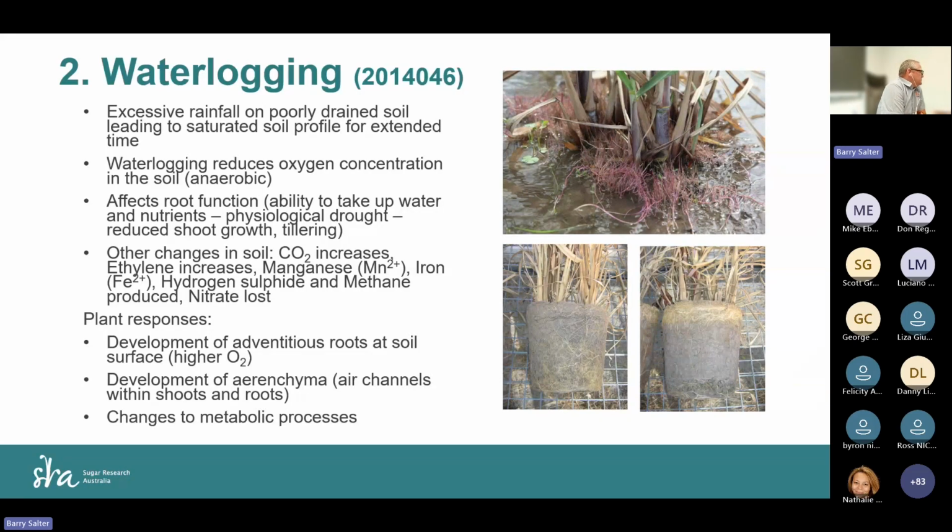And in terms of the physiology, apart from changes in the root system, you can also get tissues called parenchyma being produced, where essentially the plant's trying to create air channels between the shoots and the roots to try and get some oxygen to the root system.